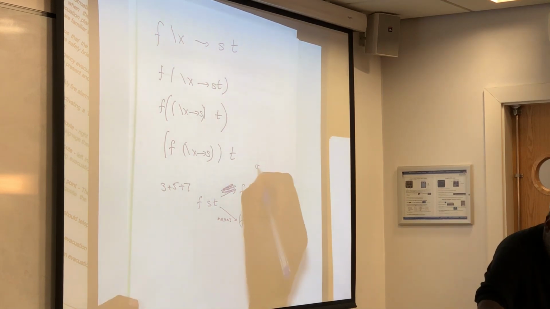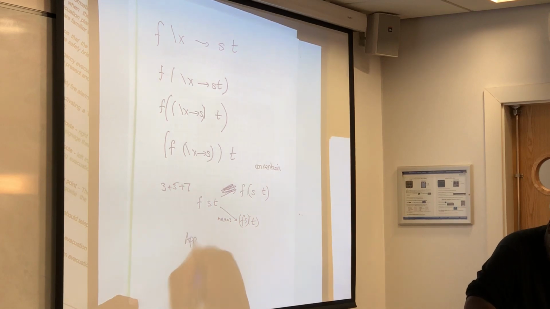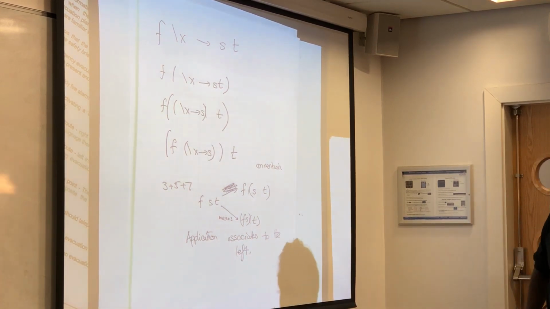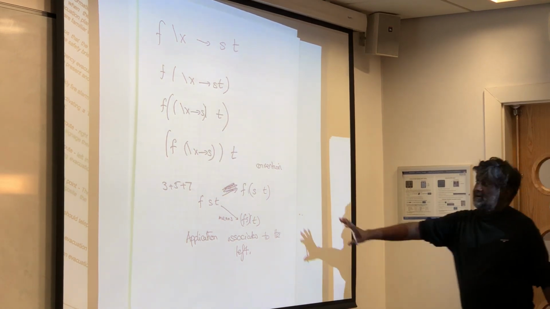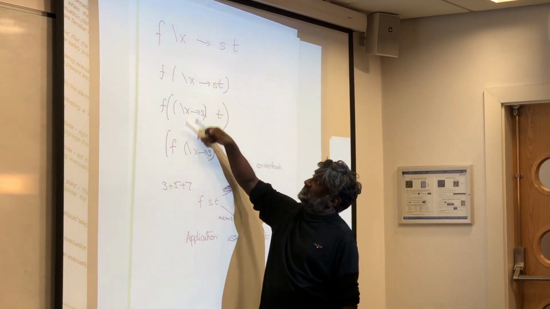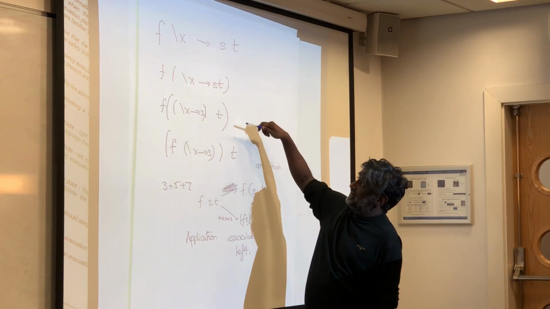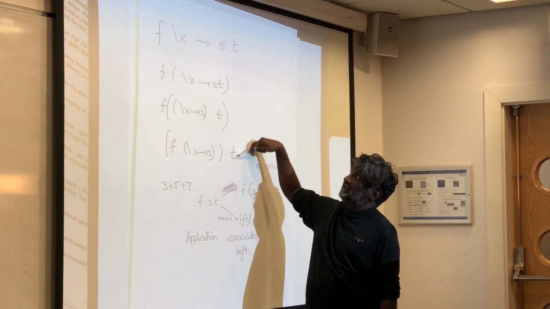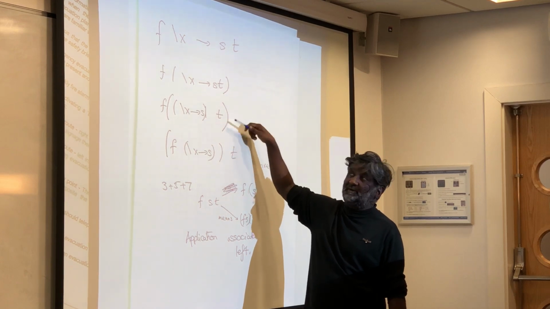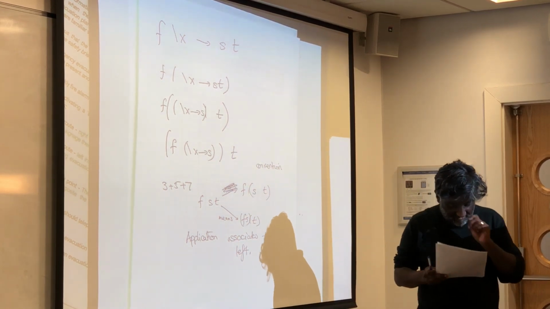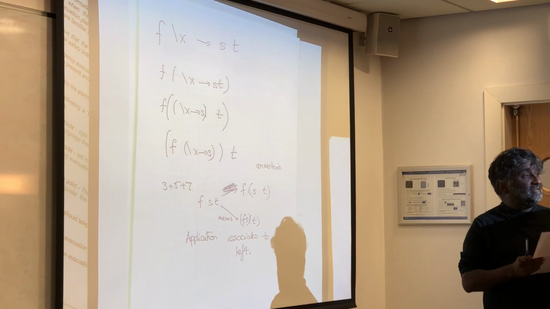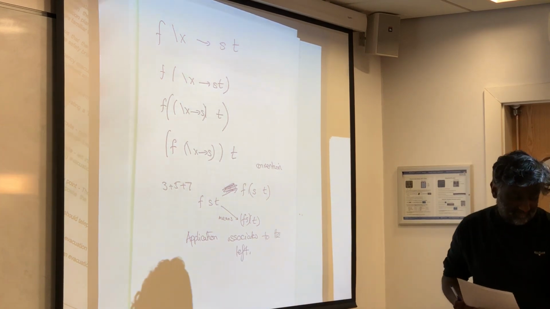So this is a convention, and it's that application associates to the left. So that's not part of the answer, but since we have these two, they are an example of that. Without brackets, you don't know which it is, so these are both possible. Okay, next question.